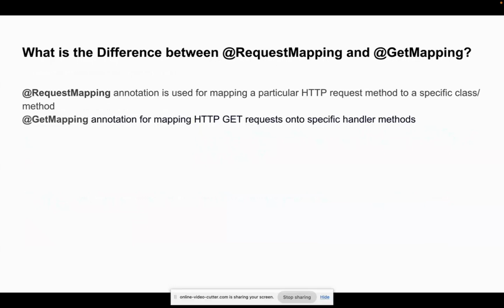And then here we have, what's the difference between RequestMapping and GetMapping? The RequestMapping annotation is used for mapping a particular HTTP request method to a specific class or method. Which means RequestMapping can be used on the class level and the method level. And GetMapping is an annotation for mapping HTTP GET requests onto a specific handler method. RequestMapping can be used with other methods like GET, POST, DELETE, all of them. Now GetMapping should only handle GET requests.